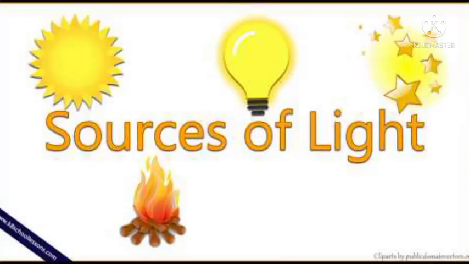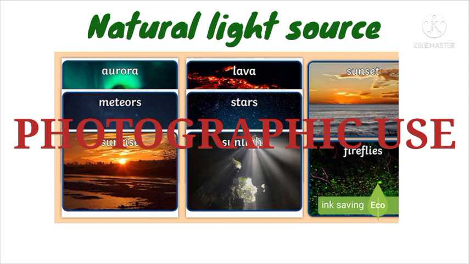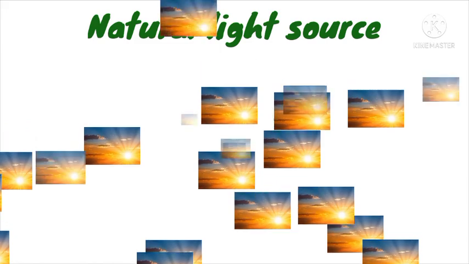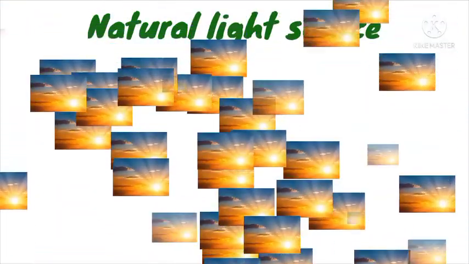Now let's move on to our next topic, sources of light. The first source of light is natural light. Those coming from nature, like the sun, moon, stars, other heavenly bodies, lightning, fire, and etcetera. While all of these sources could be used for photographic use, for practical reasons, the discussion will be limited to sunlight only.